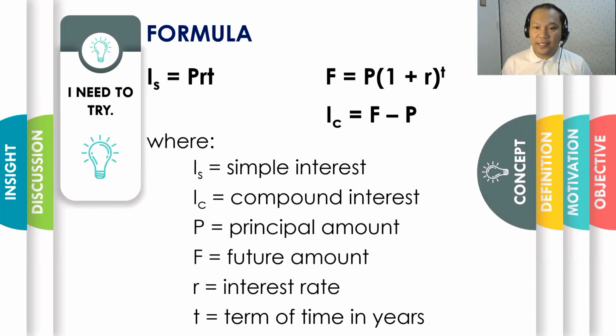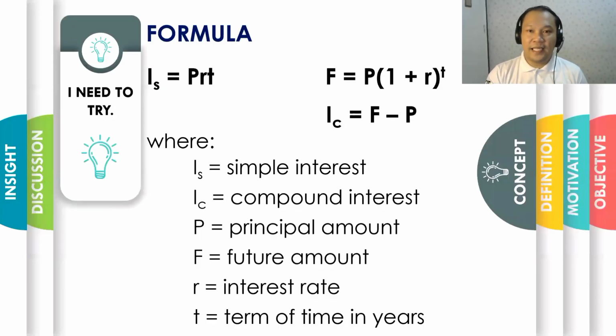Remember, I sub S is the simple interest. I sub C is for the compound interest. Sometimes we are using capital C for compound interest. P is for principal amount. F for future amount, also known as the maturity value. And then we also have the small r, that is interest rate. And T is term of time in years.